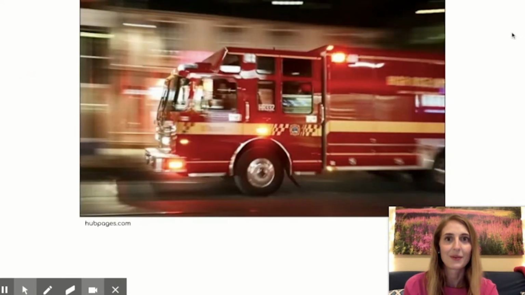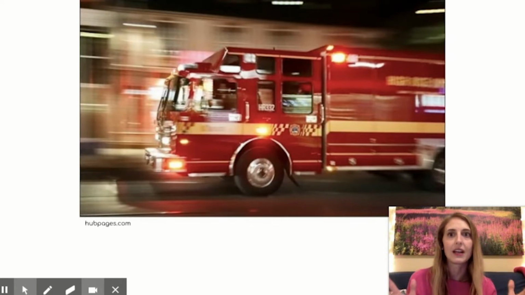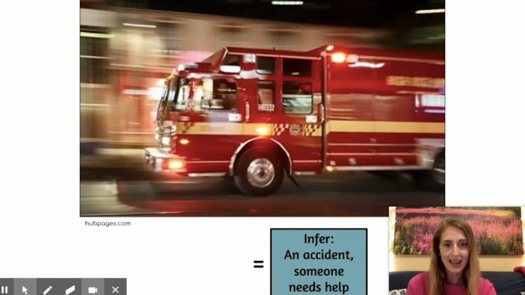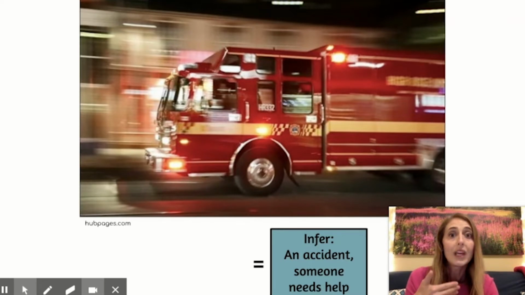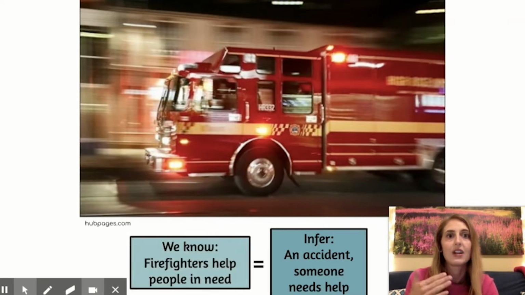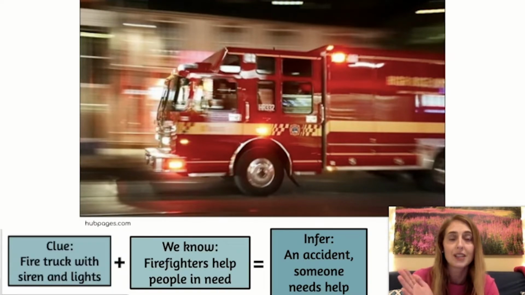For example, if a fire truck races by with its lights flashing and sirens blaring, we might infer that there has been an accident or someone is in trouble and needs help. Even though we have not seen the problem, we know that firefighters help people in need. We put the clue we saw together with what we know to make the inference.